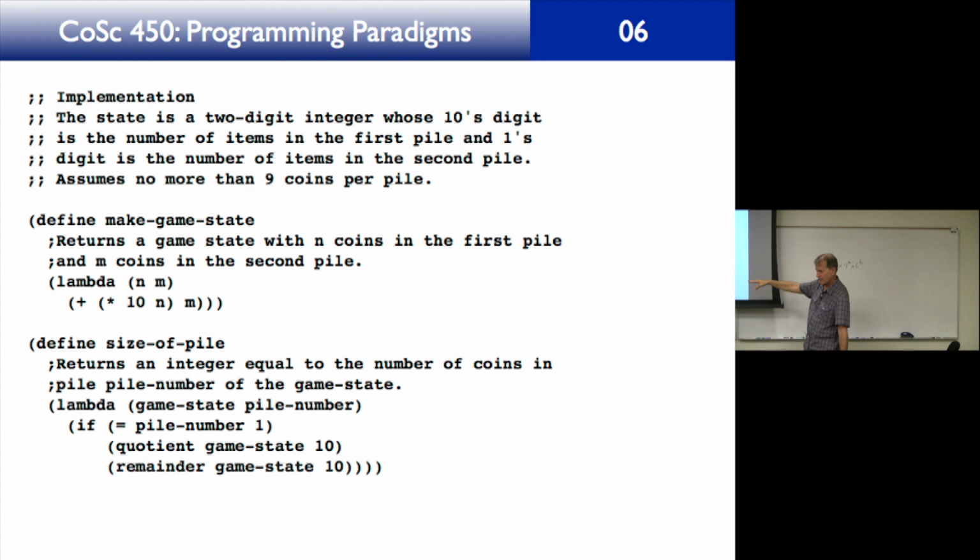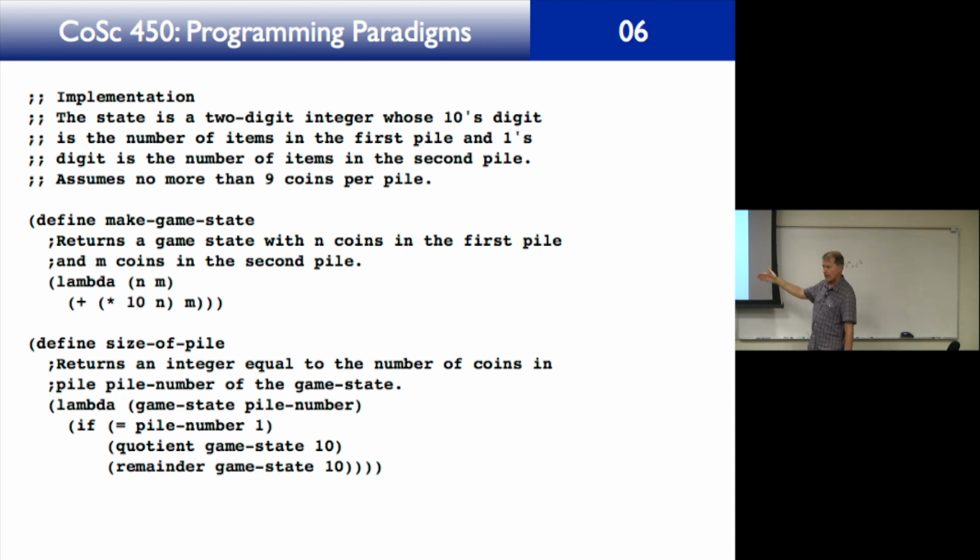Are you with me? Your question was, where does this 2 to the n times 3 to the m times 5 to the k, where is that in your code? And the answer is, that is in your code in the implementation of size of pile. But even in size of pile, I don't see anything that's 2 to the or 3 to the. Well, yeah, that's because this is a different implementation.